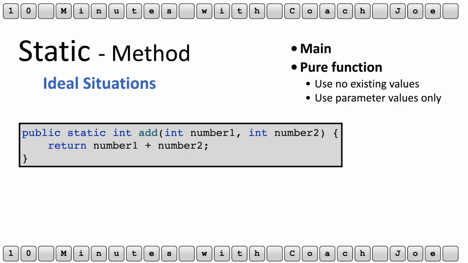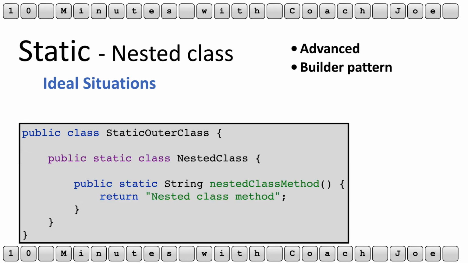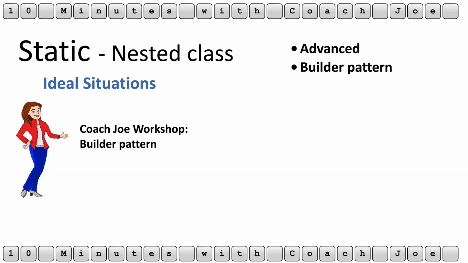Use a static method for main, which will be covered in the next lesson, or when a method does not use or modify existing data and the result depends on the parameter values passed in. Use of a static nested class is more advanced and also infrequently used. Look for a Coach Joe workshop on the builder pattern. The nested static class is shown here.